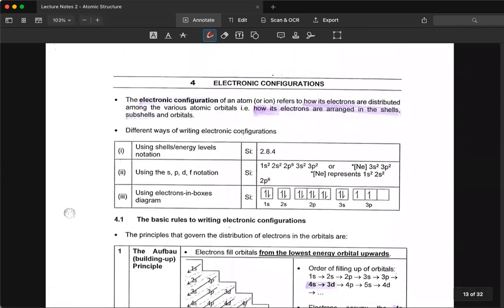Now, let's move on to writing electronic configuration in SPDF format. Now, the electronic configuration shows how electrons are arranged in the shells, subshells, and orbitals. So the first method is the O-level format, the earlier model. But what we are going to be learning today will be part 2 and part 3, the SPDF notation and the electron in box diagram.